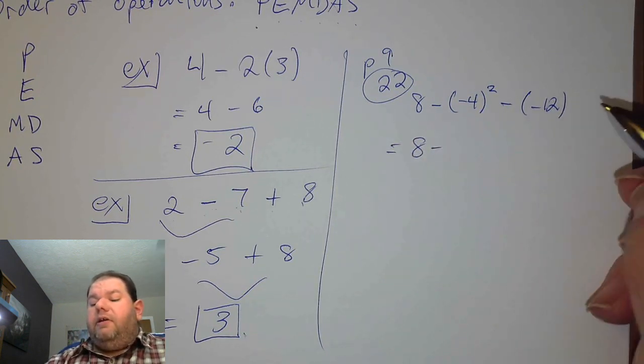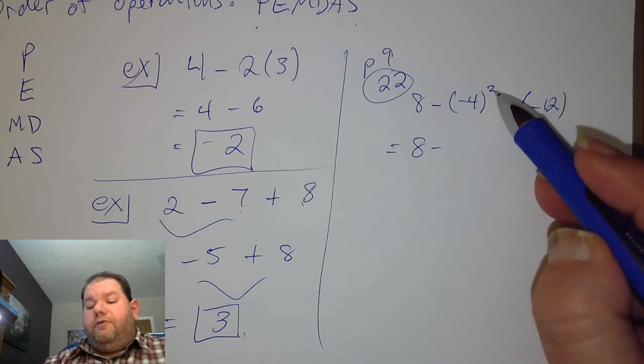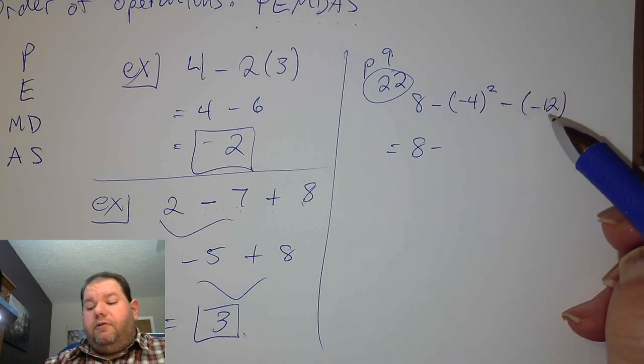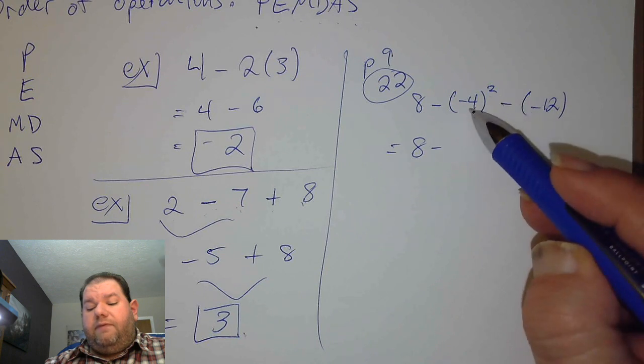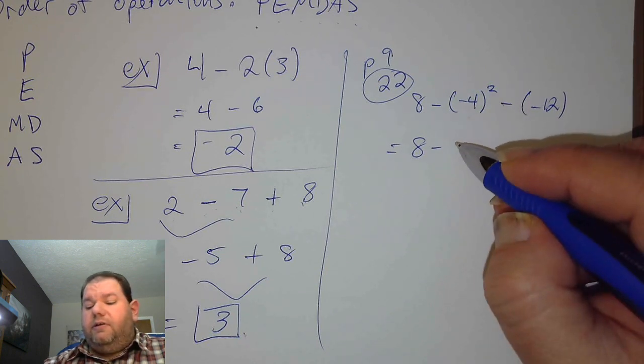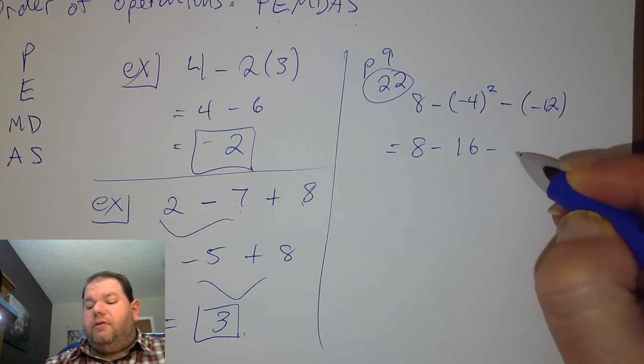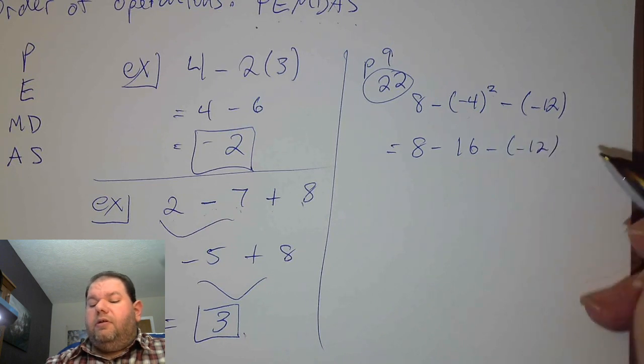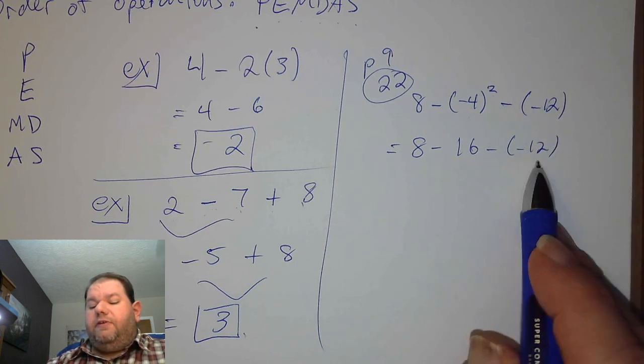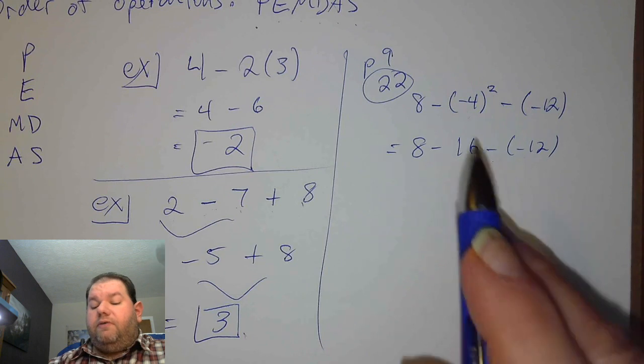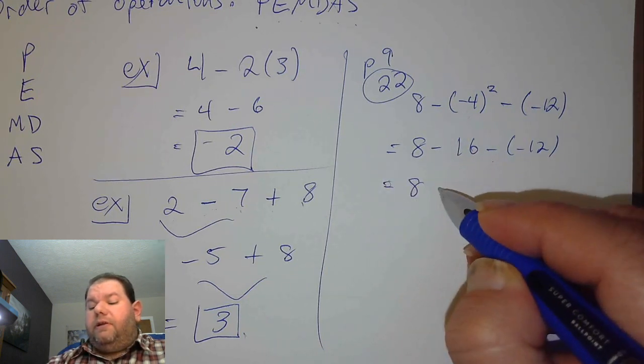So we have 8. Now, we want to do our exponent first. That's negative 4 squared, which is 16. We handle the parentheses next, so minus of negative 12 will be plus.